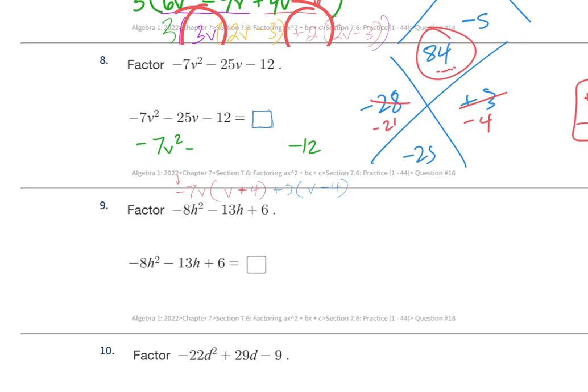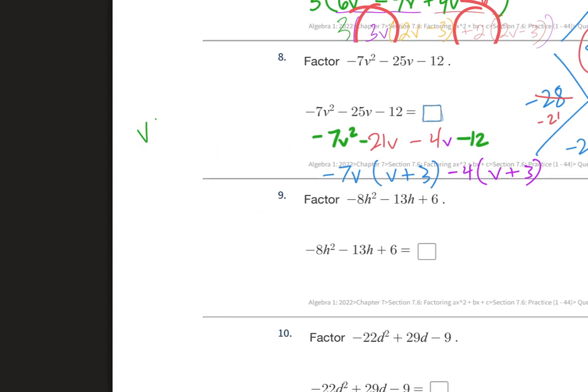So we change things. Let's just erase this whole thing. Negative 21v minus 4. Okay, let's go. Factor out a negative 7v, and we get v plus 3. We factor out a negative 4, we get v plus 3. All right, now we can factor by grouping here. We have v plus 3 and negative 7v minus 4.